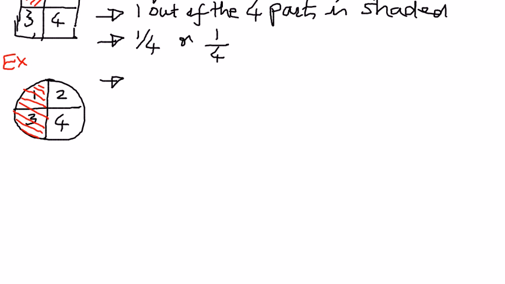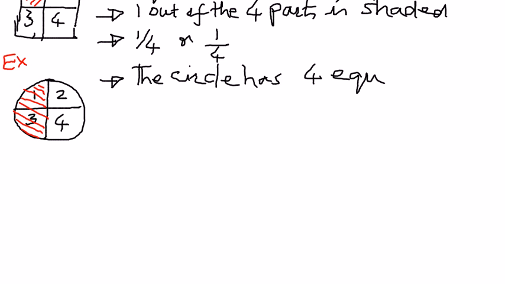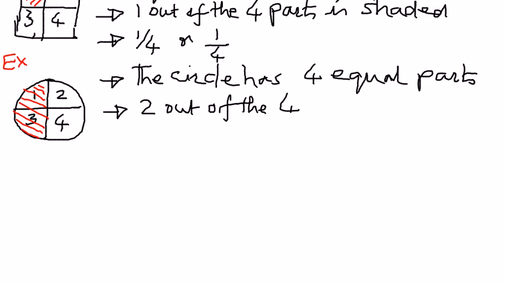The circle has four equal parts to it. Two out of the four parts are shaded. The second observation we have is two out of the four parts are shaded.